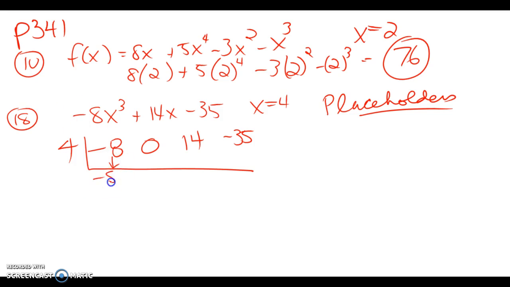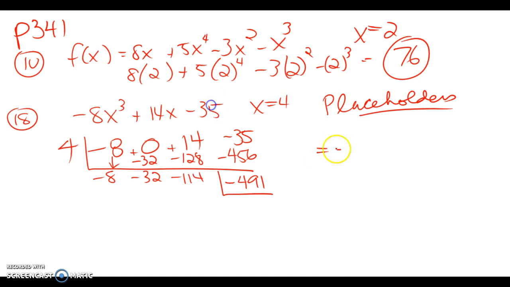So negative 8 comes down. Negative 8 times 4 is negative 32. Okay, I'm going to add that. Negative 32 times 4 is negative 128. If I add those together, I have negative 114. Negative 114 times 4 is negative 456. And I add that, the answer is negative 491. So that's synthetic substitution, right? Let's try the last one.